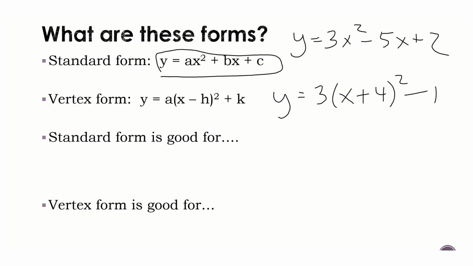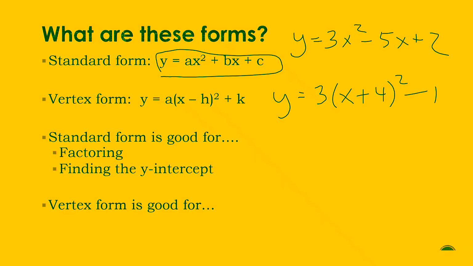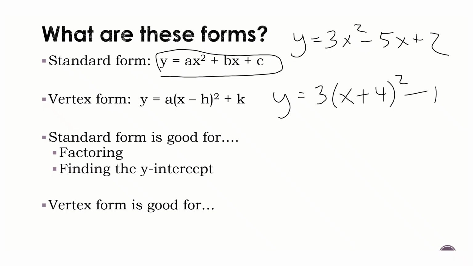Now, each form of a quadratic, and there's one more form that we're not covering in this lesson but we will cover it, is good for different things. So for instance, standard form is good for factoring. When we go to factor, we're going to start in standard form, not vertex form. We would actually take vertex form and put it in standard form if that's what we needed to do. Standard form is also really good for finding the y-intercept, which happens to be equal to the c value. So you know where the parabola is going to cross the y-axis.